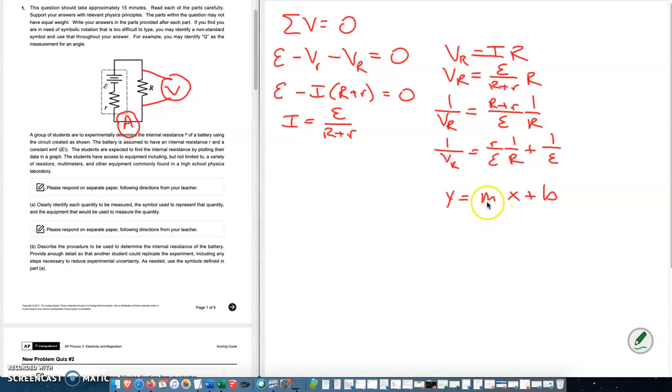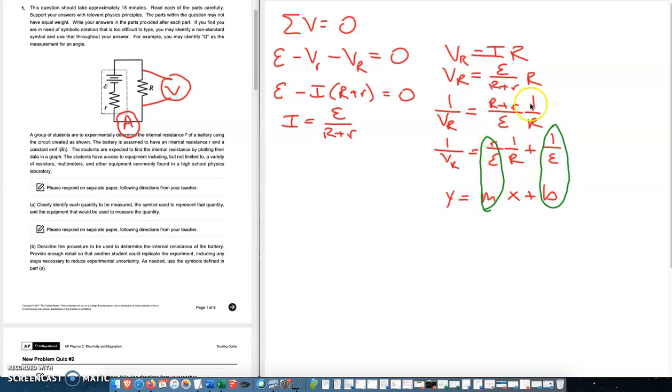If you did the 2015 test, you should notice that this is the same exact equation as they had in the 2015 test that they had you graph. They gave you the data for it and they said, here, graph it, and then find these things. So our y-intercept is going to be the ideal part, and then we can use that as part of the slope to get the internal resistance. But what are we measuring? What are we changing? And what equipment do we need?